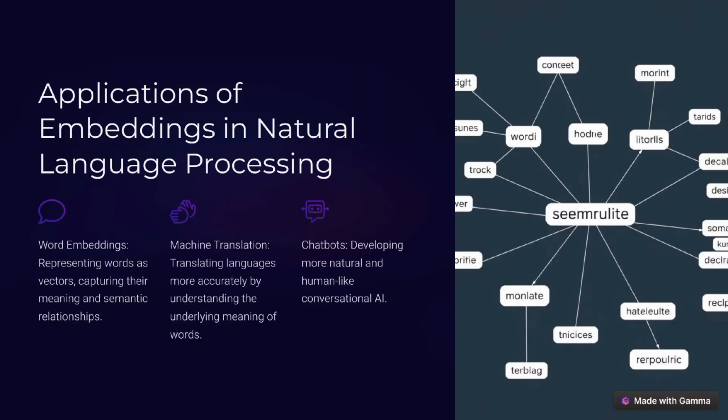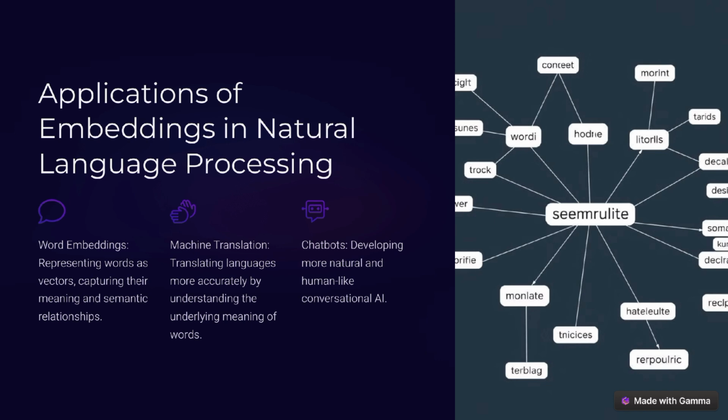Ready? One of the most common uses of embeddings is in natural language processing (NLP). For example, word embeddings. These represent words as vectors, capturing their meaning and relationships. Sentence embeddings. These represent entire sentences, helping machines understand context.